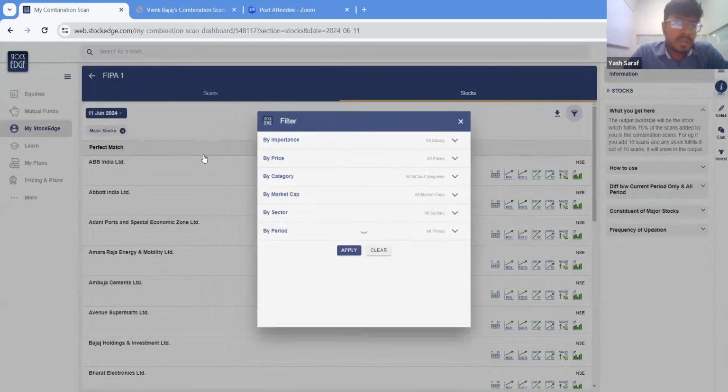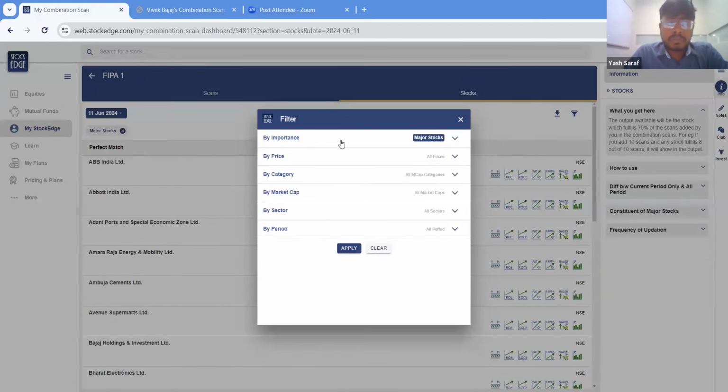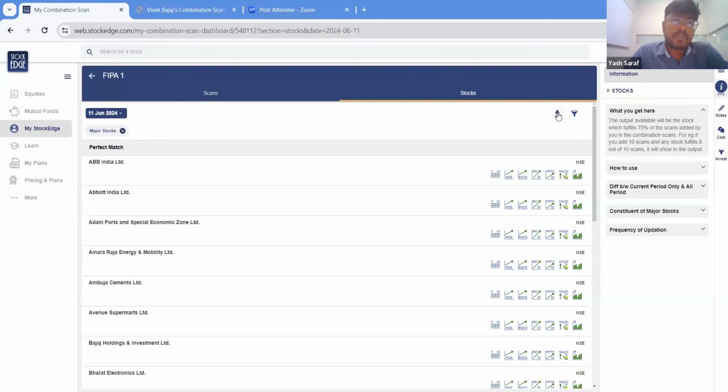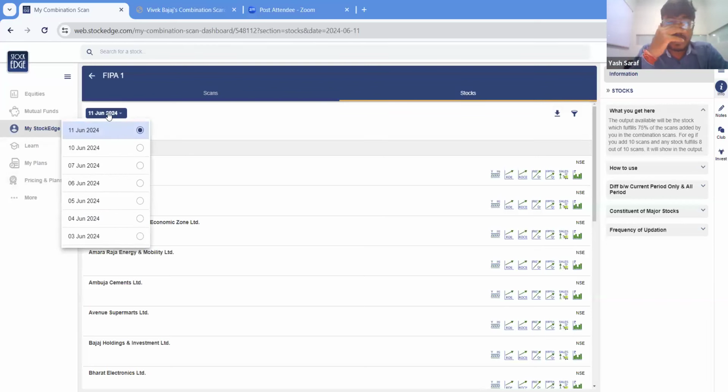Here you will find the filter section, where you can apply more filters to reduce the list of stocks. Then here there is a download button, where you can download the list of stocks for your further analysis or for your record keeping. And the best section, which is this back testing, comes down and helps in the combination scans.